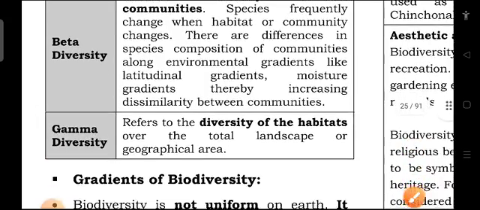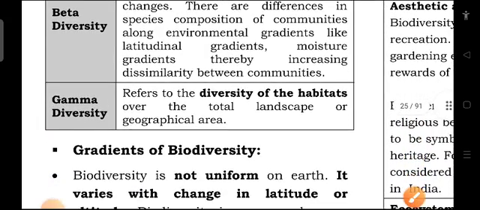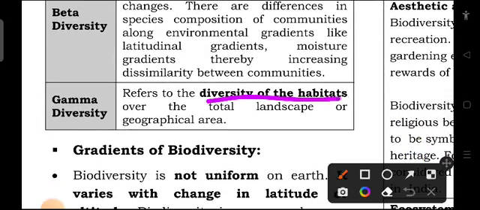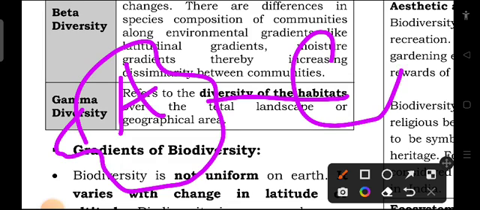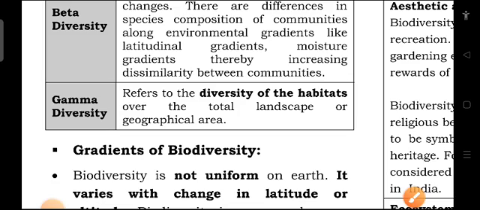And gamma diversity is the comparison of diversity of the habitat over the total landscape or geographical area. For example, it's like comparing the African ecosystem or biome with the Asian one. This kind of comparison between different habitats, landscapes or geographical areas is called gamma diversity.